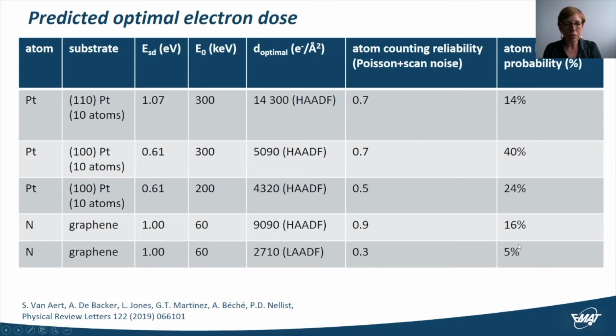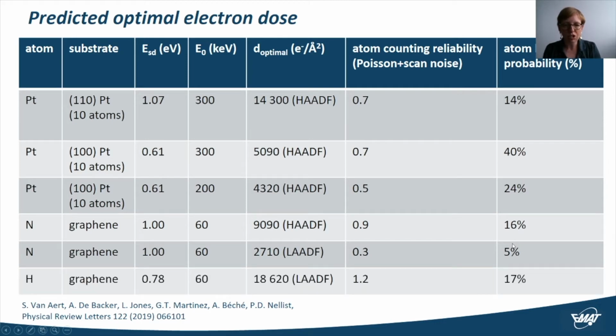If our ultimate aim would be to observe hydrogen atoms on graphene, it will become hard to detect hydrogen in the presence of scan noise, even under optimal conditions for the electron dose and acceleration voltage. However, if future developments help us to overcome scan noise, then this theory predicts that we should, in principle, be able to observe hydrogen, although the contrast will still be very weak.